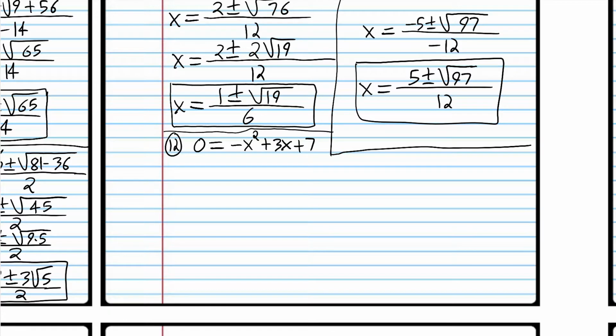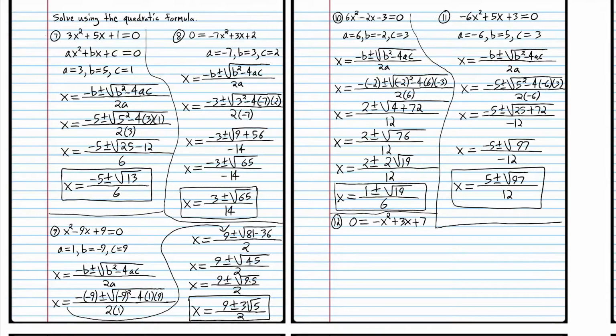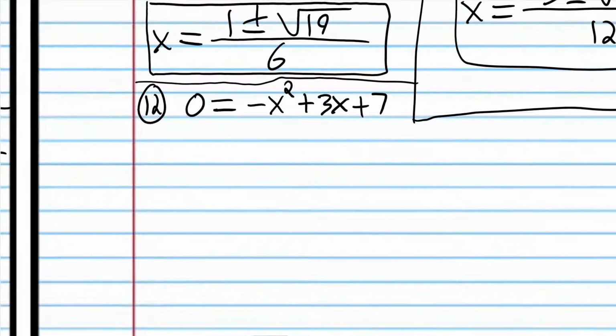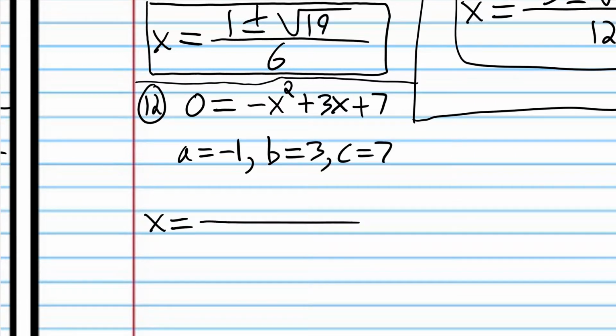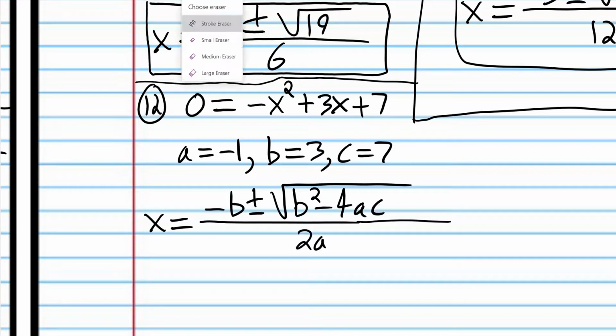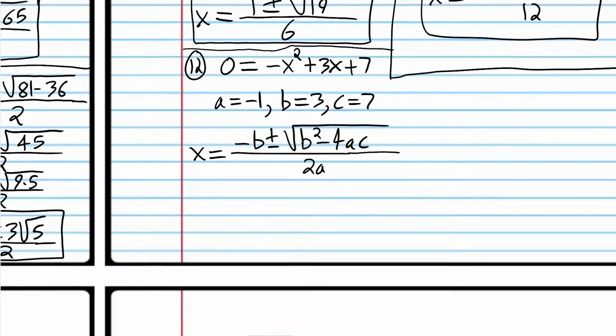For number 12, the coefficient of x squared is negative 1. So just be aware of that. Don't be confused by that. Try number 12, and when you come back, we'll do it together. All right, we're back. So I'm going to label the constants as usual, and I'm going to write the formula. Be sure that you write this formula. You have to show the tool that you're using. And now we're just going to plug in numbers.